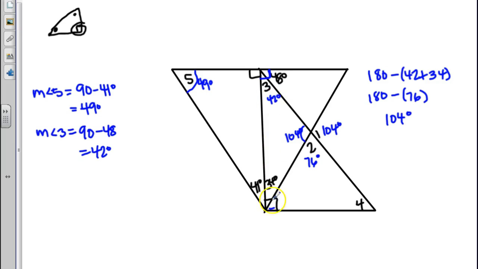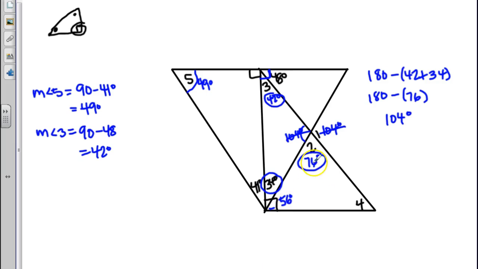And there's another example of remote interior. We didn't really have to do all that, did we? Because we know that the sum of these two is this one. There's a worked out example of how that works. All right, so next thing we know, these two are complementary. So 34 plus something has to be equal to 90, and that would be 56 degrees.